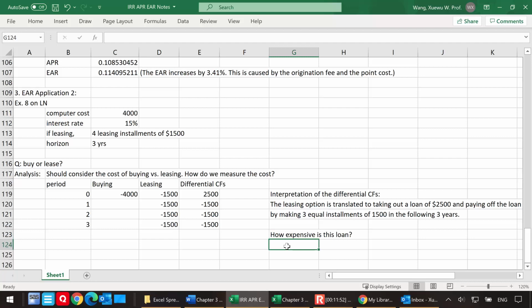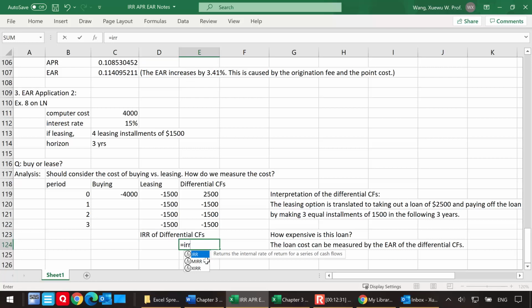the leasing option is. So the loan cost can be measured by the IRR of the differential cash flows. Now we start to realize that this is yet another application of the IRR. Before I can look at IRR, I have to look at the IRR of the differential cash flows. So I'm going to calculate IRR here. So this is equal to IRR.